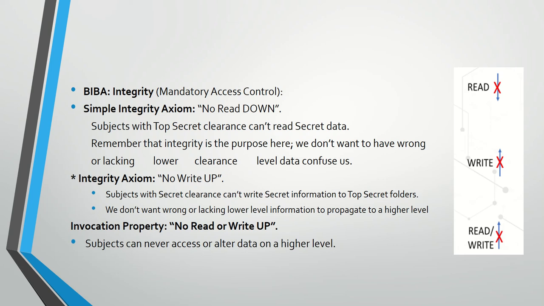So the first one is the simple integrity axiom, no read down. A subject with top secret clearance can't read secret data. So based on your classification, you cannot read data below your level. So top secret data can't be contaminated by data which is below its clearance level. Star integrity axiom, no write up. So a lower level cannot write to a database higher than its clearance level. The last one is the invocation property, no read or write up. A subject can never access data at a higher level, so they cannot read or write data above their clearance level.